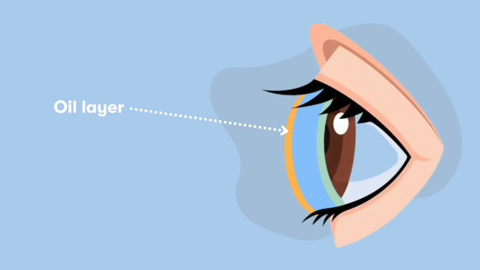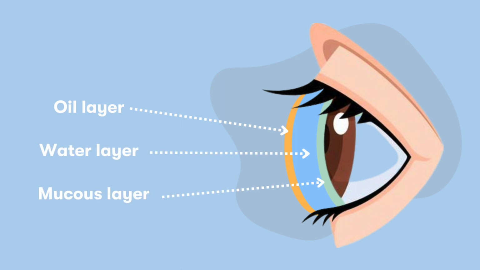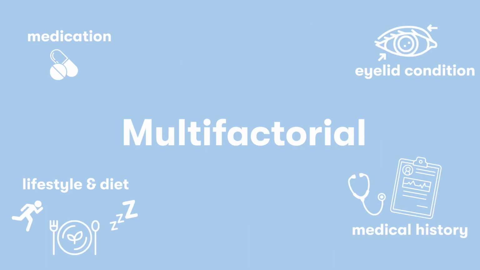It consists of 3 layers. First the oil layer, then the water layer, and the mucus layer. And dry eye can occur when you either have deficient tear film or a poor quality tear film. And it can be caused by many factors, from medications to your eyelid conditions, your lifestyle or diet, and your medical history.